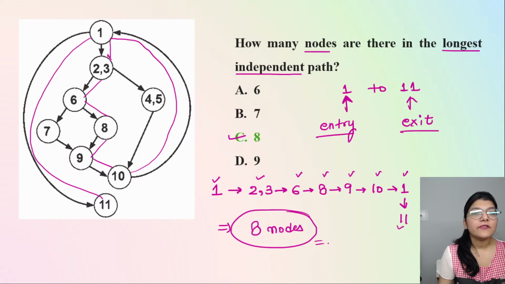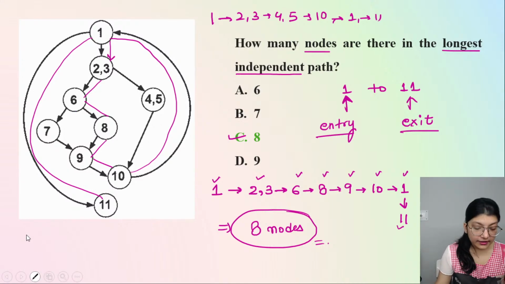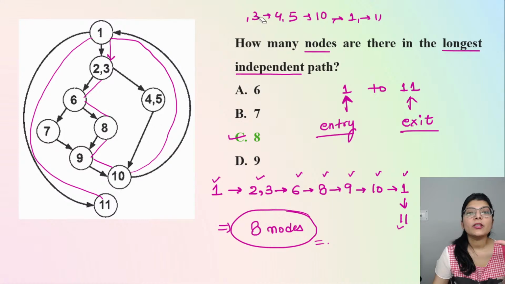Okay everyone, so we started from 1, we go to 2, 3. Now if we would have taken 4, 5, what would have happened? 1 to 2, 3, then to 4, 5, then to 10, then to 1, and then to 11. So 1, 2, 3, 4, 5, 6. Only 6 nodes would have been there. But we have a possibility, like we can take 2, 3, then 6, then 8. That will give me the longest, because they're asking the longest path. So 6 will not be the answer. You have to look for the longest one.